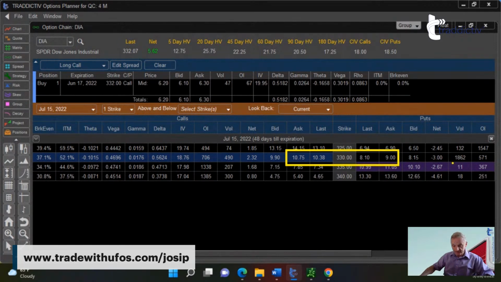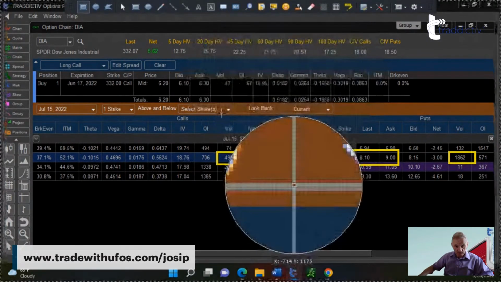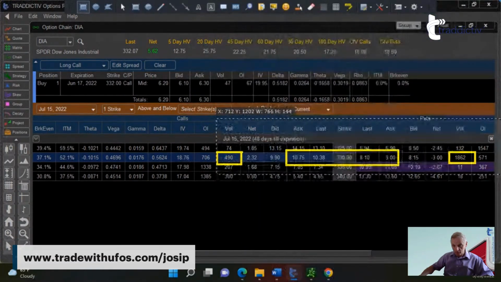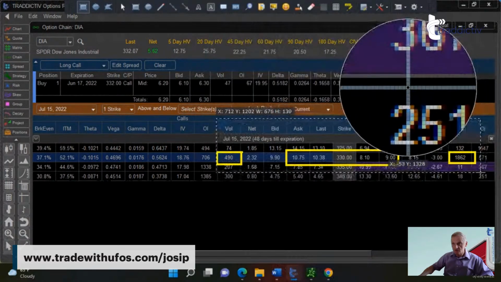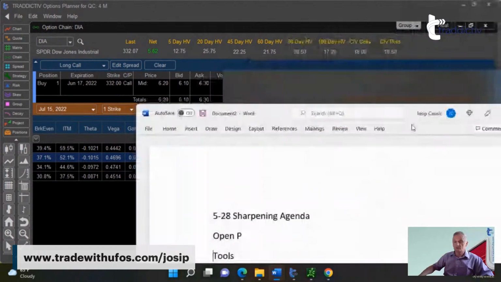So watch here. This is where we got this 1,862 contracts of volume. I'll talk about the open interest a little bit later. And on the call side, I have 490. So the point that I'm trying to make is the following. I'm going to just take a snapshot of this, so when I drag it and put it in a Word document, it's going to be so much clearer what I'm trying to emphasize here.